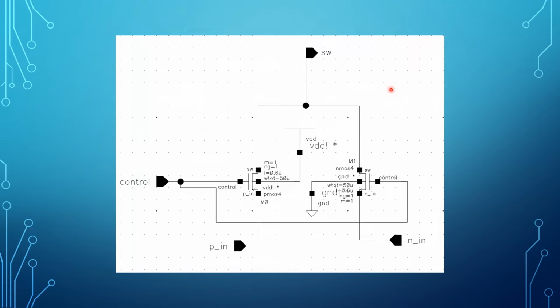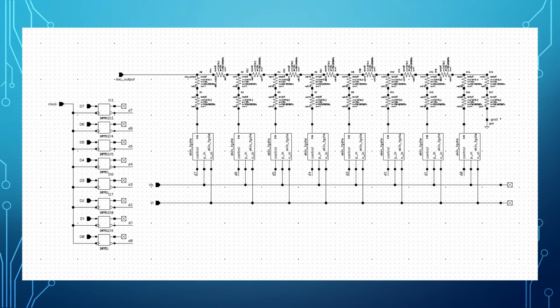Also, we are asked to use transmission gates. I chose to design my own transmission gate for the analog switches of the R2R network. And this is my transmission gate schematic. I use an NMOS and PMOS of equal sizes for high side and low side switching.